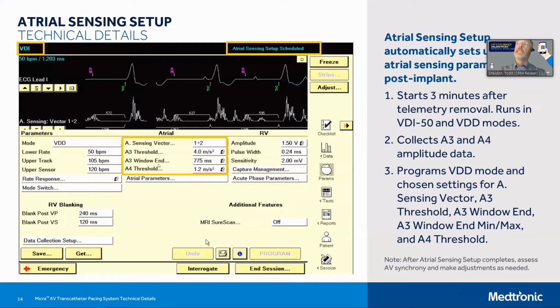One thing I would say is this A3 window end tends to be a little bit long in this auto setup algorithm. It's our first generation, and we maybe were a little bit conservative. So usually the A3 window end needs to be reduced by about 50 milliseconds on average from what the auto setup says.